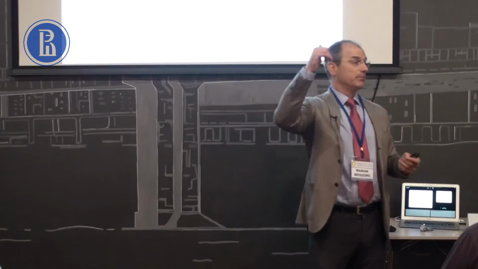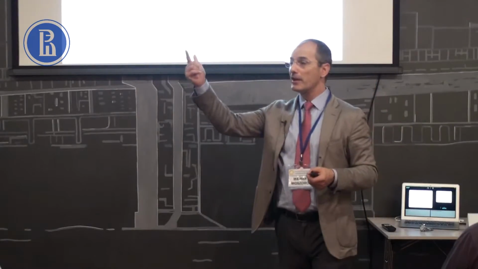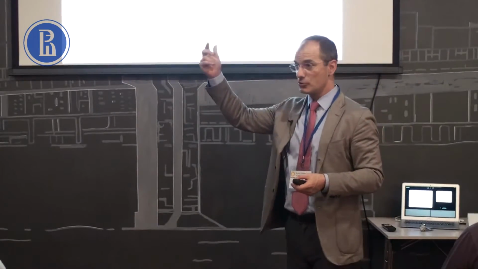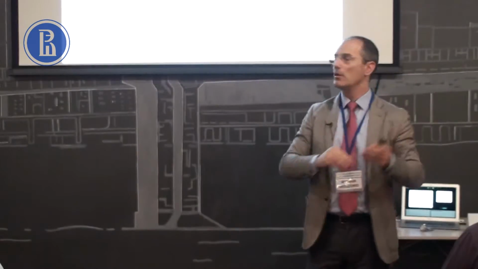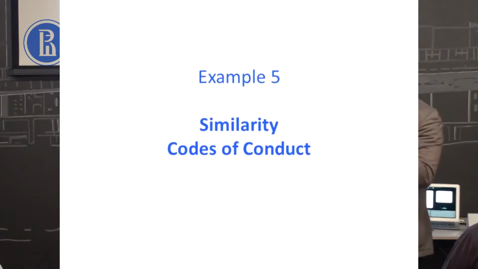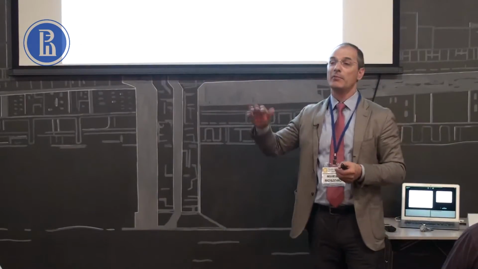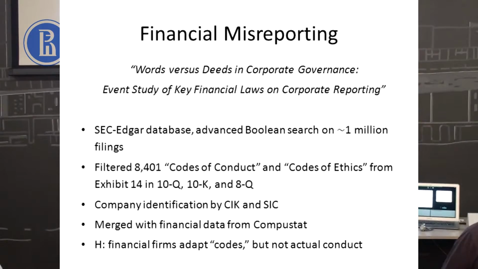So we have so far the dictionaries, unsupervised topics, supervised topics, which is very close to dictionaries. Another technique that you can use is how similar two texts are. So here, this is an ongoing study where I'm analyzing codes of conduct. So again, in the 10-K, companies file an exhibit 14 called the code of conduct. Code of conduct is how the company, in the bylaws, self-regulates their behavior.